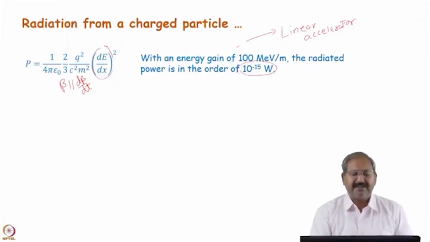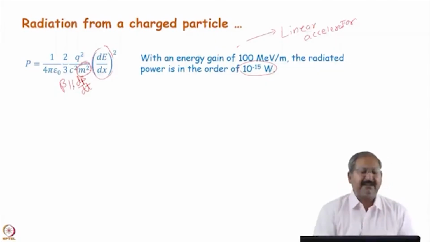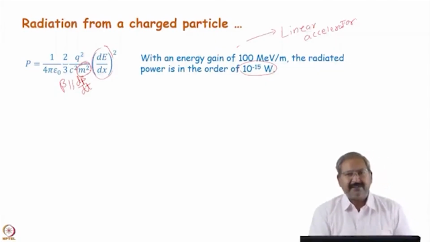If we consider electrons, because here it depends on the mass square of that particle. So if we take a light particle, radiated power will be more. So in this case, electrons will generate more power. And even in the case of electrons, we are getting only 10 raised to minus 15 watt. Means linear accelerators do not cause significant radiation from the electrons. A very tiny amount of radiation is there in the case of linear acceleration. This is insignificant.